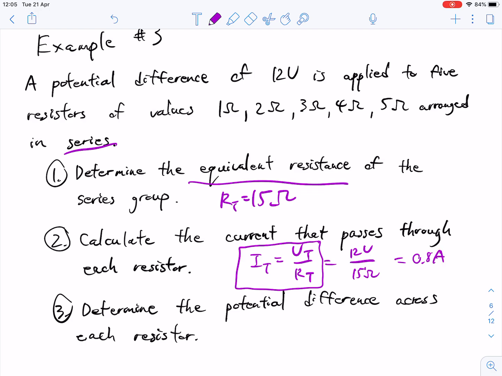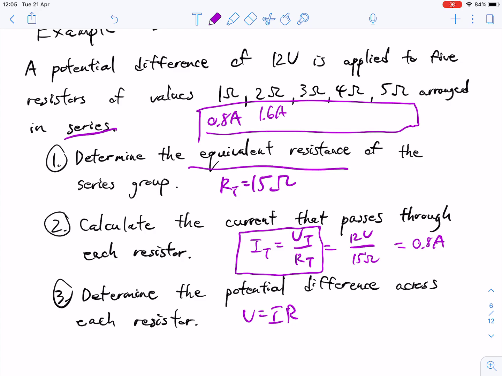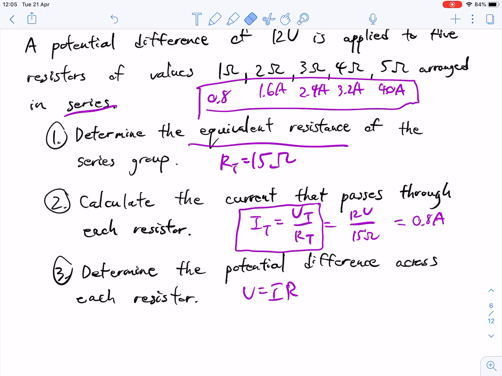Okay, now the potential difference across each resistor. V equals IR, so we're just multiplying everything together. I'm just going to do that right underneath here. So it's going to be 1 times 0.8, which is 0.8, then 1.6, 2.4, 3.2, and 4.0. Sorry, those are voltages, my bad. These are voltages.